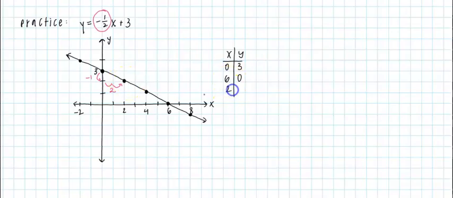Let's say you weren't sure how to graph this based on the slope and the intercept. You could always pick numbers to plug in like we did in the first lesson of this chapter. Let's say you picked a 2 and plugged it in for x. If you plug in a 2 for x, you would end up getting 2 for y. That's why there's a point at 2, 2 on the graph.